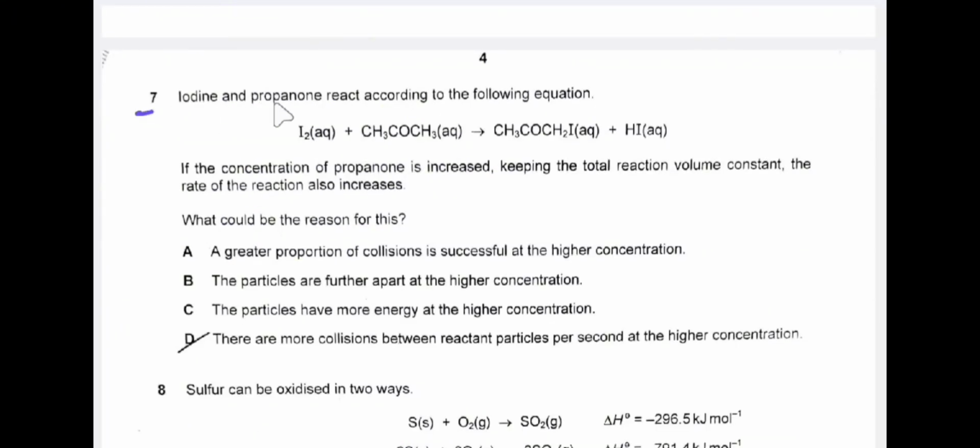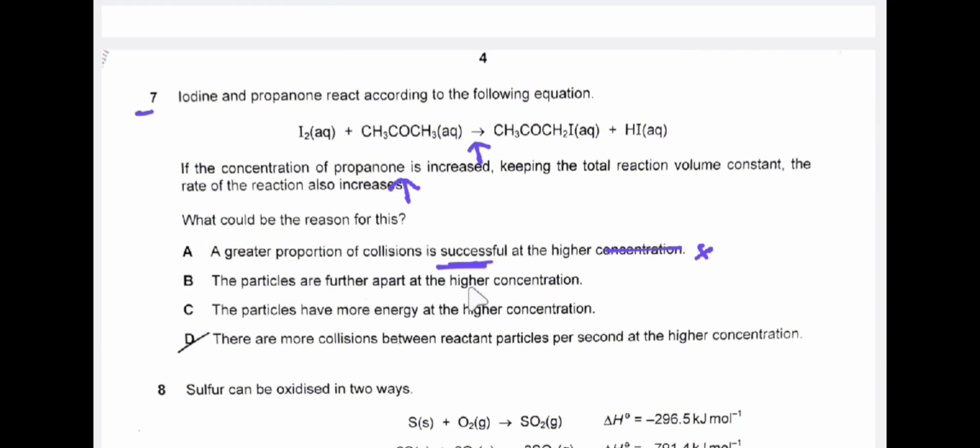Question number 7. Iodine and propanol react according to the following equation. If the concentration of propanol is increased, keeping the total reaction volume constant, the rate of the reaction also increases. What could be the reason for this? A greater proportion of collisions is successful at higher concentration. This statement is wrong because a greater proportion of collisions is successful at higher temperature, not higher concentration.